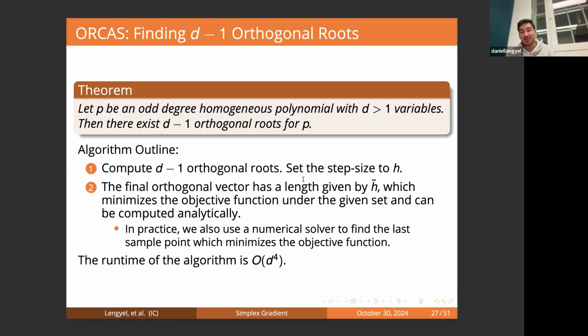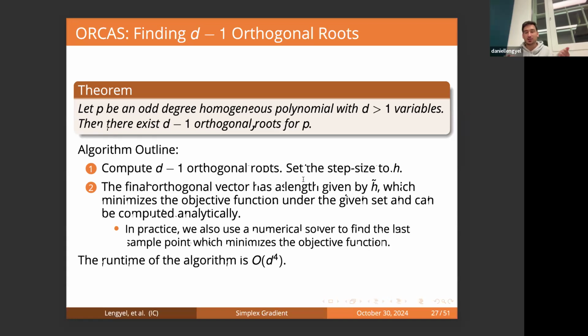Somehow it holds that we actually prove this stronger statement that for all odd degree homogeneous polynomials with more than one variable, there exist d-1 orthogonal roots. So this is quite a nice insight from a polynomial perspective, for these special types of, well, not that special, polynomials. I mean, it's just the polynomial induced by a third derivative. For those, you can always find d-1 orthogonal roots. And remember, to find the minimizer for the sample set, we need the orthogonal roots.